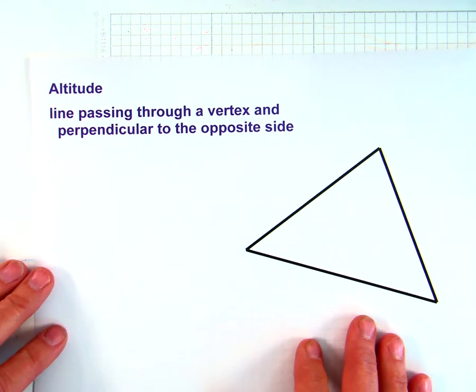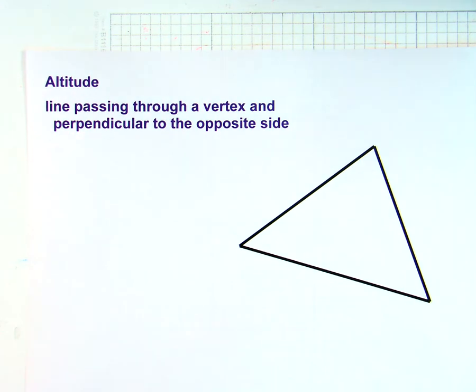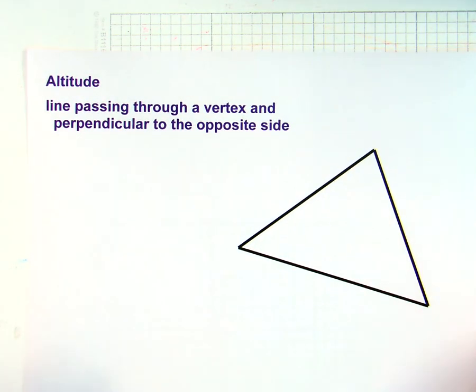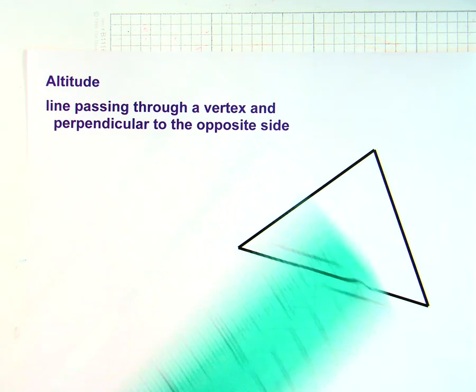This lesson is on the orthocenter. We'll start with the altitude of a triangle. The altitude of a triangle is the line passing through the vertex and perpendicular to the opposite side. So let's draw one here.